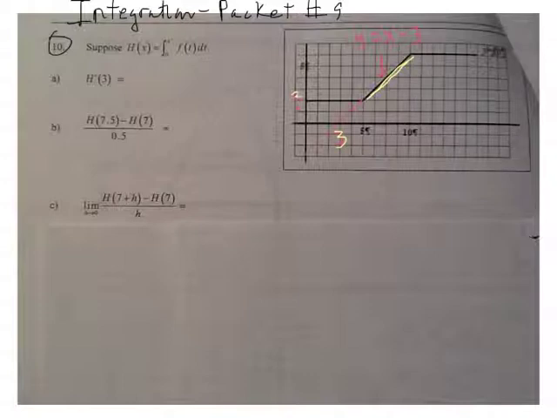Since we are dealing with the accumulation function, the derivative of the accumulation function at 3, h prime of 3, is the value of the curve. So this is simply 2.